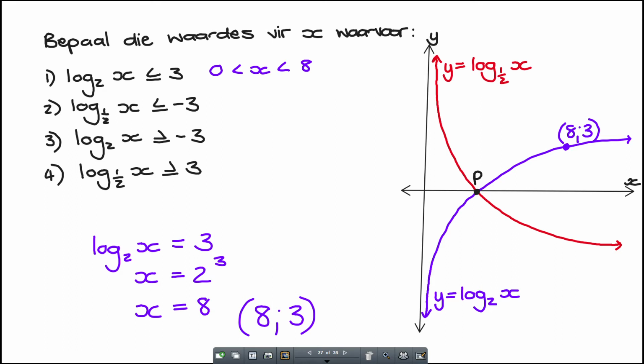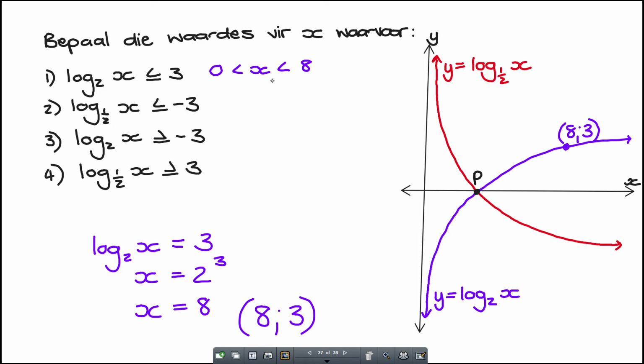Now I just want to figure out the equal signs, if there's maybe an equal sign somewhere. Can it be equal to 0? Can x be equal to 0? Gaan hy ooit kan raak aan daai x, aan daai y as? So it will never be equal to 0.